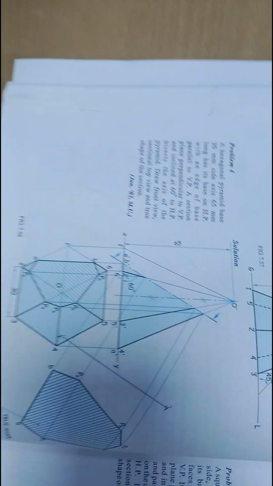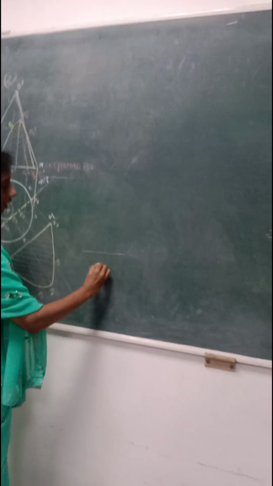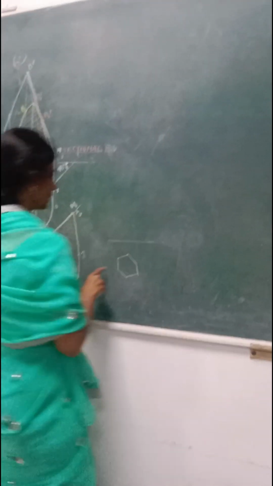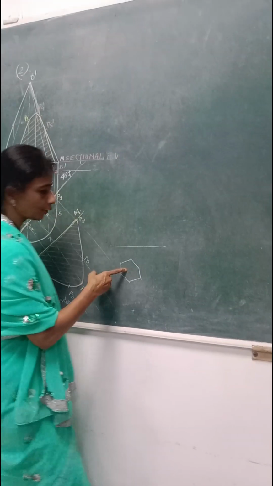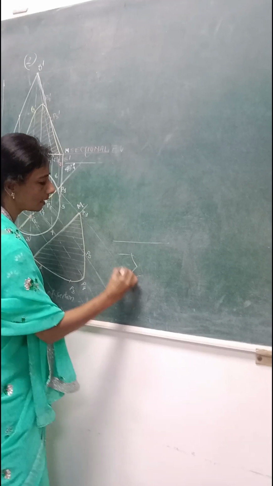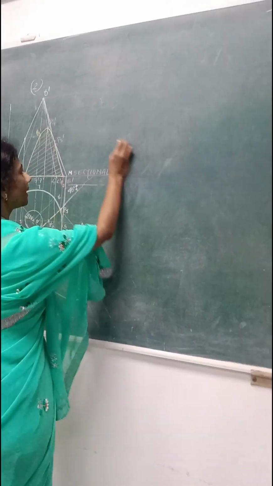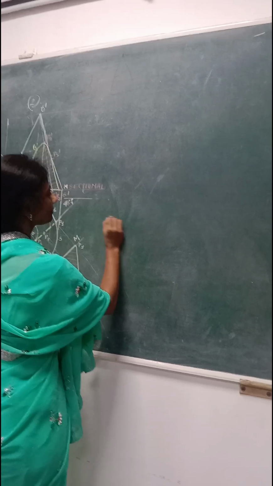Side of the pyramid is 30 mm and two sides are parallel to VP. So if I am drawing the hexagon like this way, then it is going to be wrong. So I have to draw the hexagon in such a way that two sides are parallel to XY line. So now we will start here with the problem.